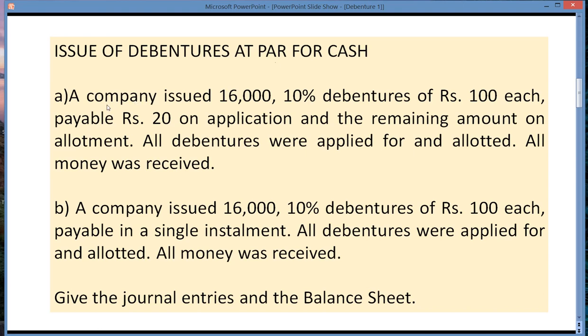So the question goes like this: a company issued 16,000 10% debentures of rupees 100 each, payable at rupees 20 on application and the remaining on allotment. All debentures were applied for and allotted, and all the money was received. So this is one way where the total face value is 100 rupees, of which 20 is collected on application. What is the remaining amount? That is 100 minus 20, which is 80 rupees. So 80 rupees is collected on allotment.